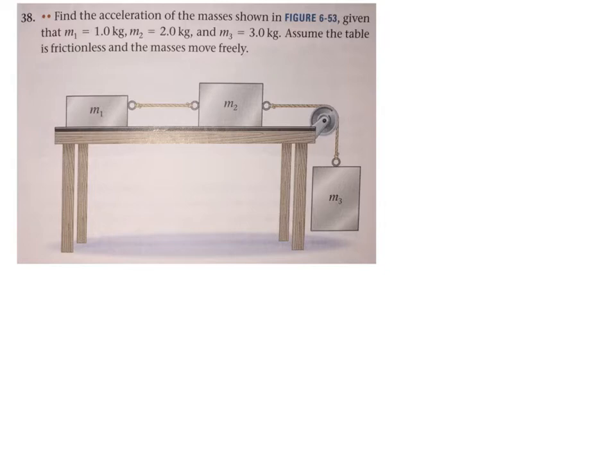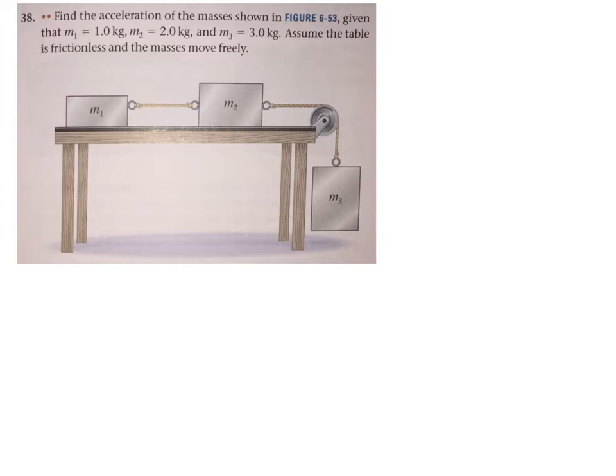Since they're connected by ideal strings, which cannot stretch or shrink, the distance along the string between this guy and this guy has to stay constant, and between this one and this one has to stay constant, which boils down to saying they must always have the same velocity, which in turn means they must always have the same acceleration. So the trick to this problem is that there'll be three boxes, but they all have the same acceleration.